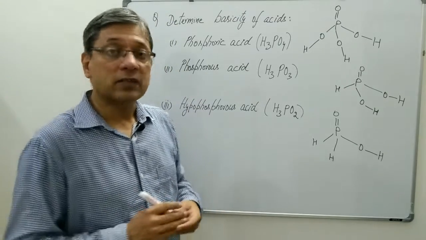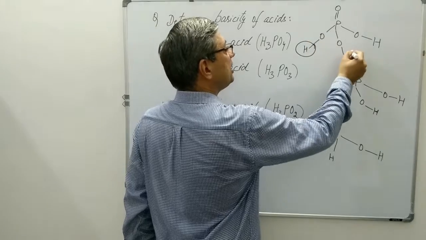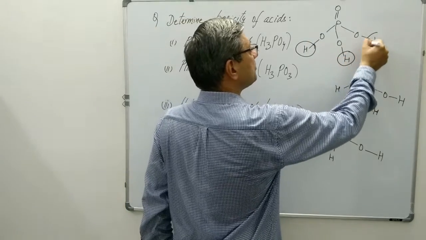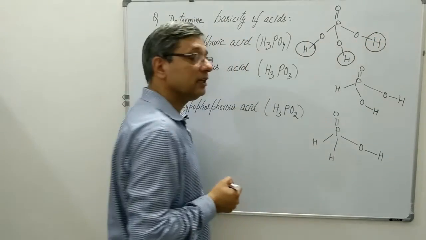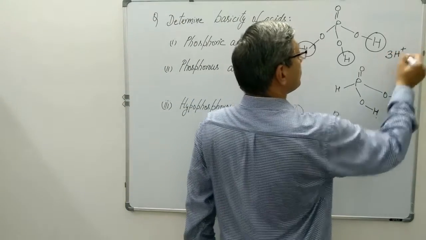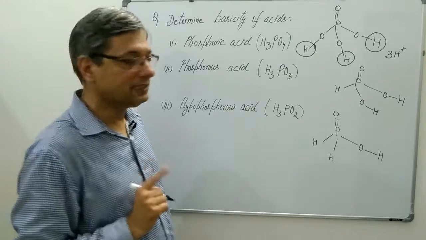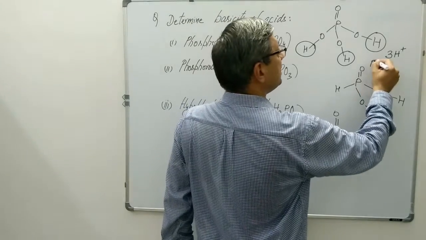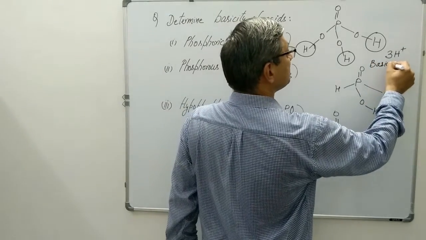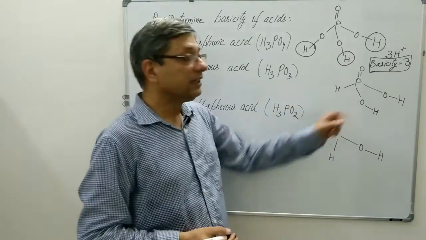Therefore, in aqueous solution, phosphoric acid will dissociate to produce H positive ions by breaking these bonds, and there will be 3 H positive ions produced by one molecule of phosphoric acid, and therefore its basicity will be equal to 3. In case of phosphorus acid, the structure is like that.